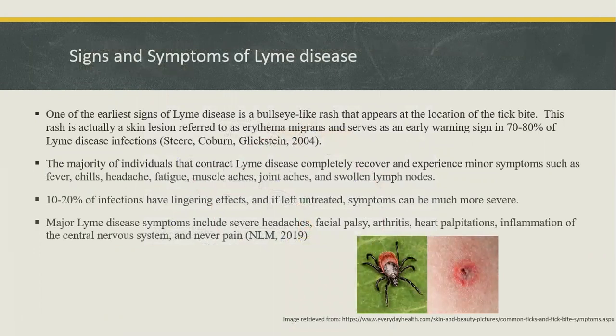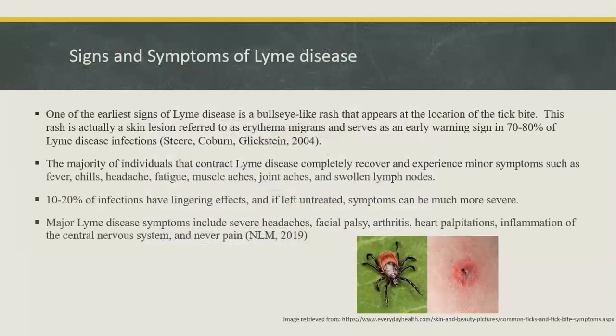Luckily, there are some early signs and symptoms of Lyme disease. One of the earliest signs of Lyme disease is a bullseye-like rash that appears at the location of the tick bite. This rash is an early warning sign in 70 to 80% of Lyme disease infections. Unfortunately, not everybody gets this rash, so not everybody knows they have Lyme disease at an early enough time.